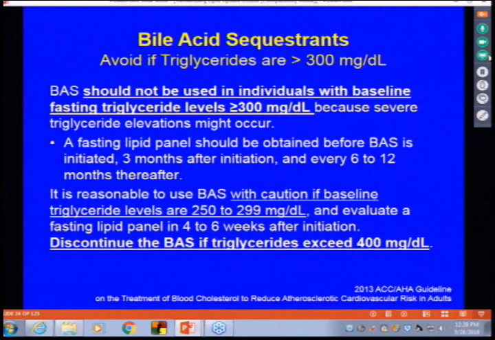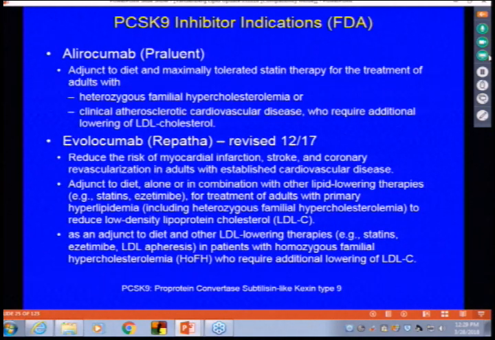Because once we get over 500, we can have postprandial elevation in triglycerides that can be excessive, and once we get over 1,000, we worry about chylomicrons plugging up the circulation of the pancreas and precipitating pancreatitis.